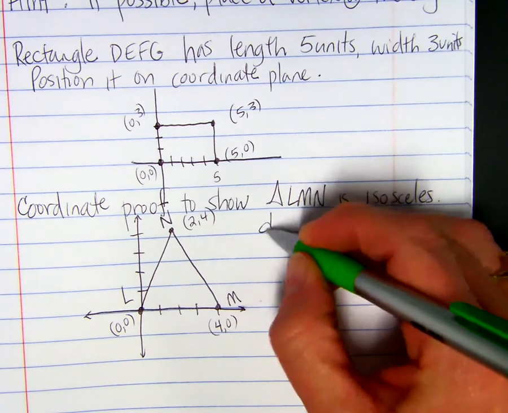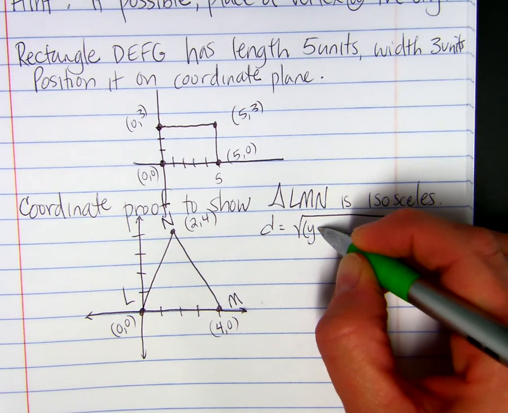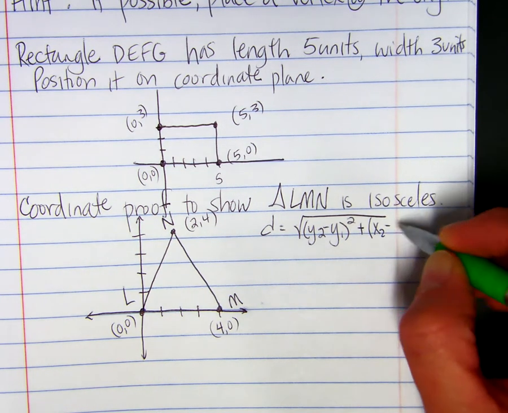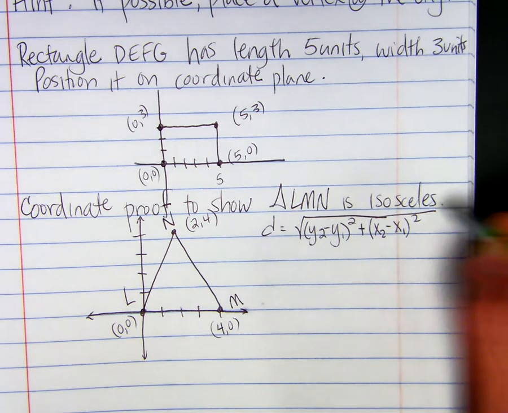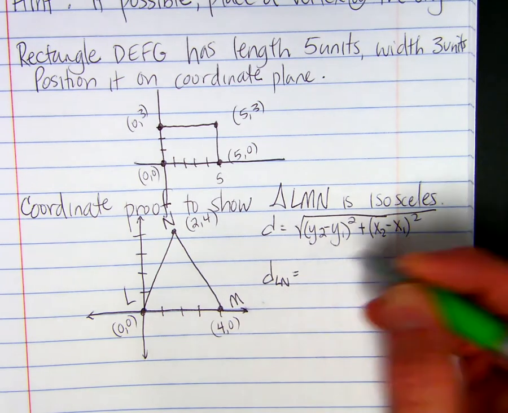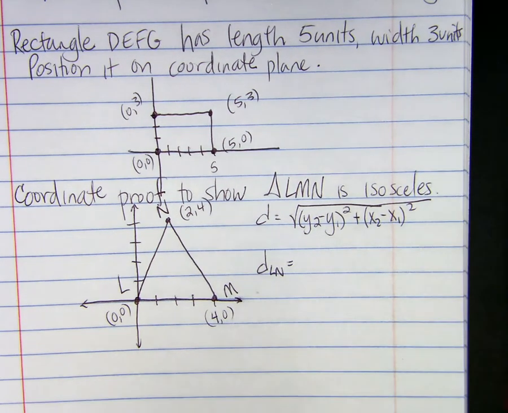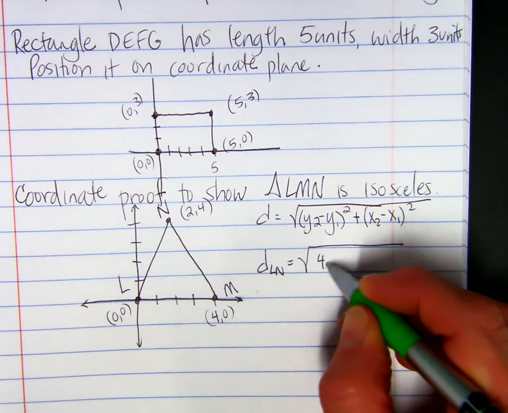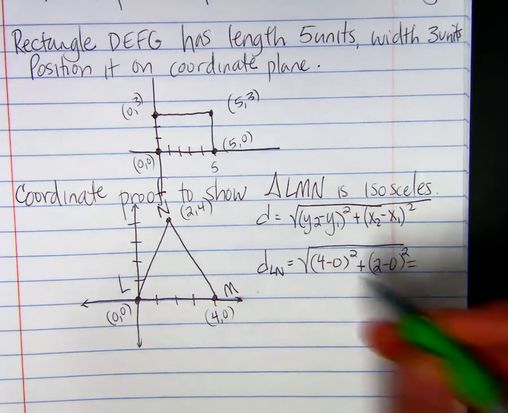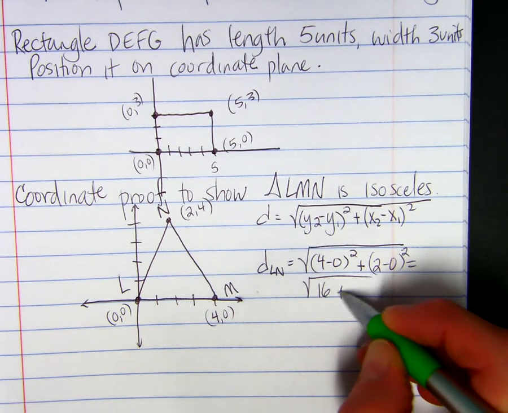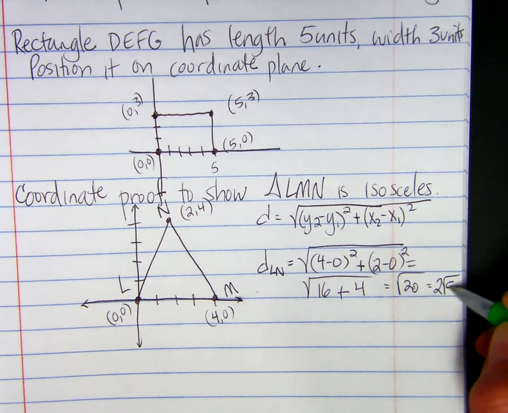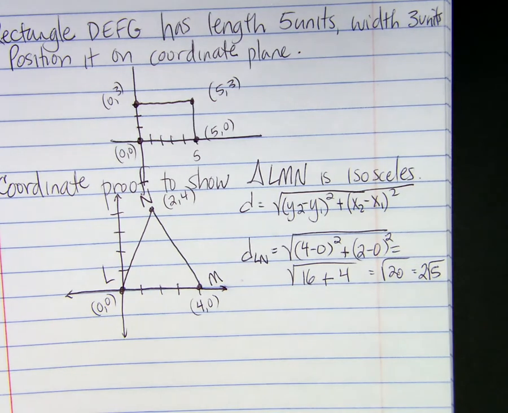So I want to do the distance formula, which is your difference in the y's squared plus the difference in the x's squared, all of that square root. So that's the square root of that sum. So the distance of LN equals, and basically you just show your work. So we have 4 minus 0 squared plus 2 minus 0 squared equals square root of 16 plus 4, square root of 20, which is 2 root 5. So the distance between L and N is 2 root 5.